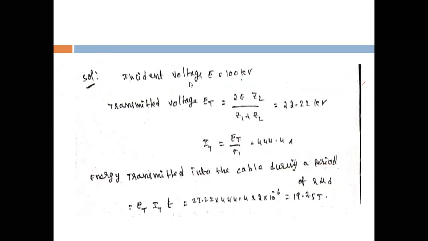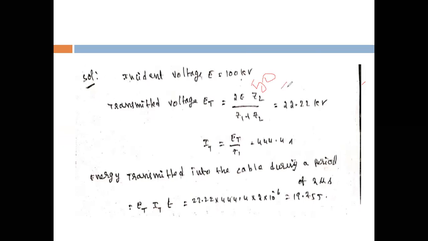The incident voltage E is equal to 100 kilovolts. Next, the transmitted voltage, that is ET. Therefore ET is equal to 2E Z2 by (Z1 plus Z2), where Z2 is equal to 50 ohms and E is equal to 100 kilovolts.